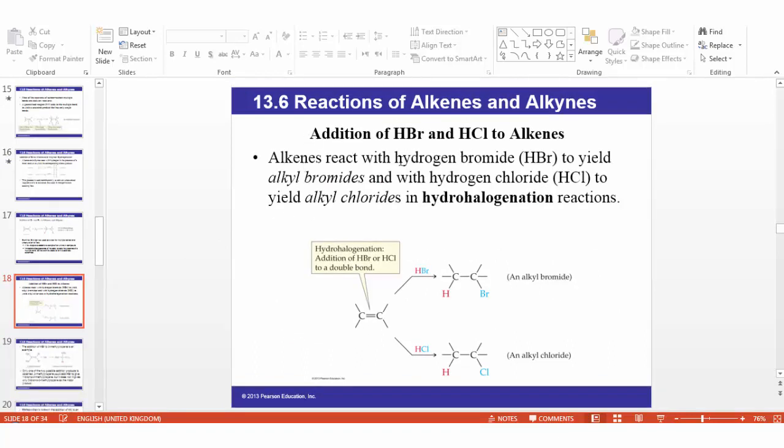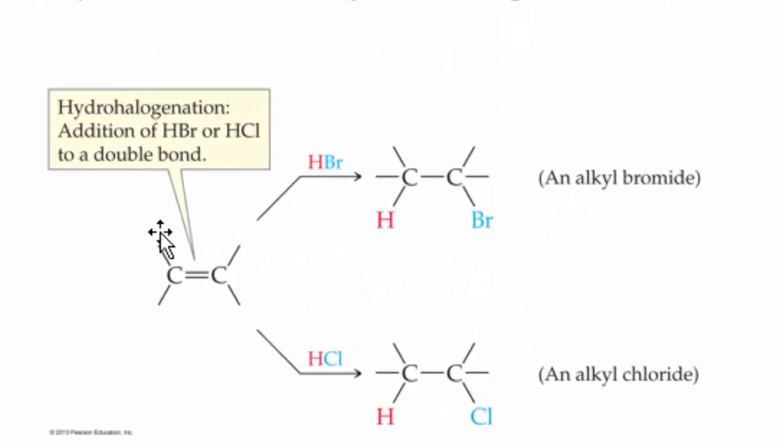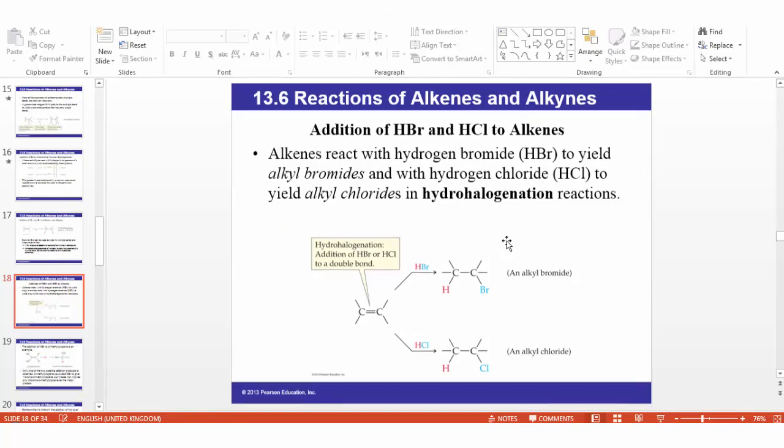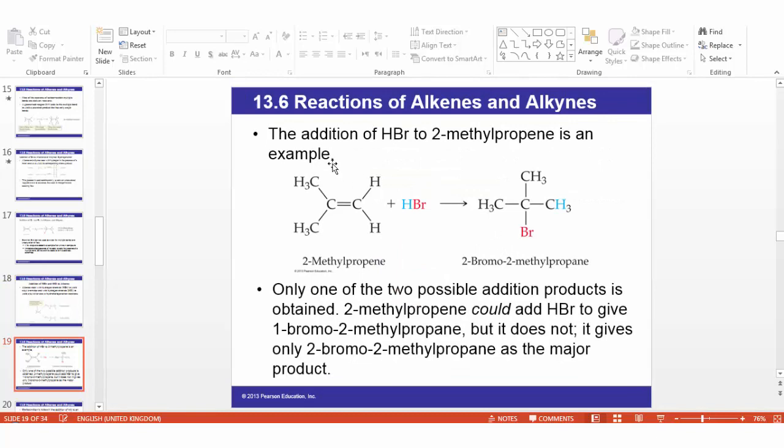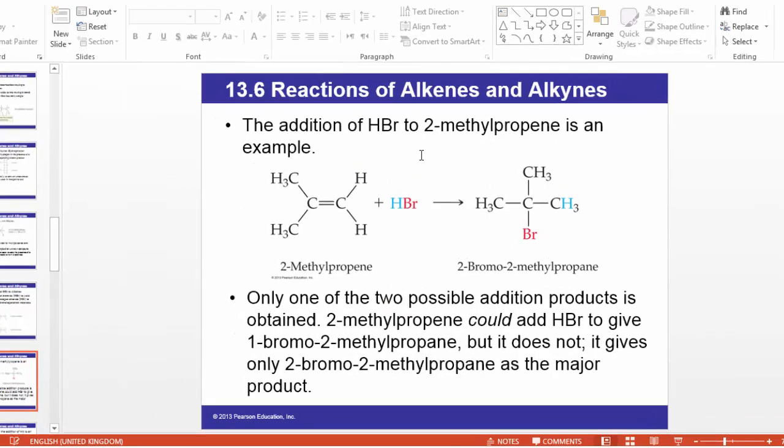Now, what about addition of HBr and HCl to alkenes? Alkenes react with hydrogen bromide to yield alkyl bromides, and with hydrogen chloride, HCl, to yield alkyl chlorides. This is called hydrohalogenation reactions. So, if you have a double bond, we can add HBr or HCl to the double bond. If we add HBr, we get an alkyl bromide. If we add HCl, we get an alkyl chloride. As simple as that.